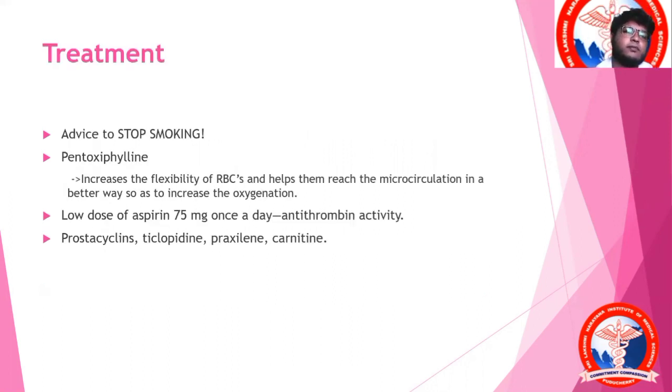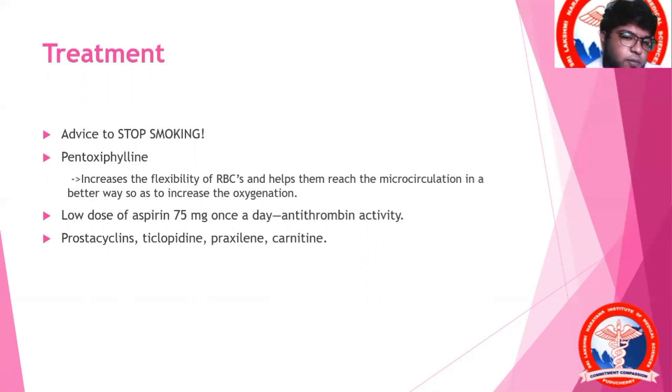Treatment. The first thing we do is ask patients to stop smoking. We ask them, do you want to smoke or do you want your limbs? Pentoxifylline is a drug which increases the flexibility of RBCs and helps them reach the microcirculation in a better way so as to increase oxygenation. Low dose of aspirin, 75 mg once a day, for its antiplatelet activity.